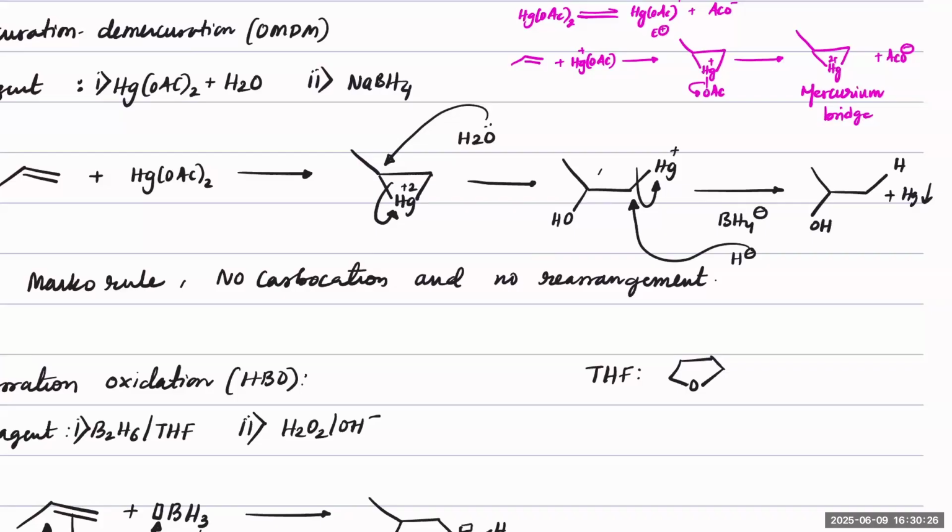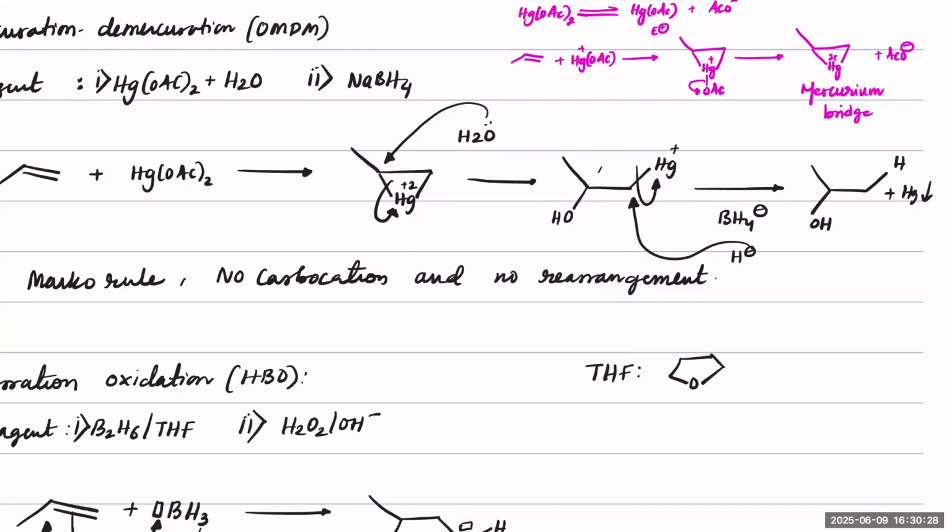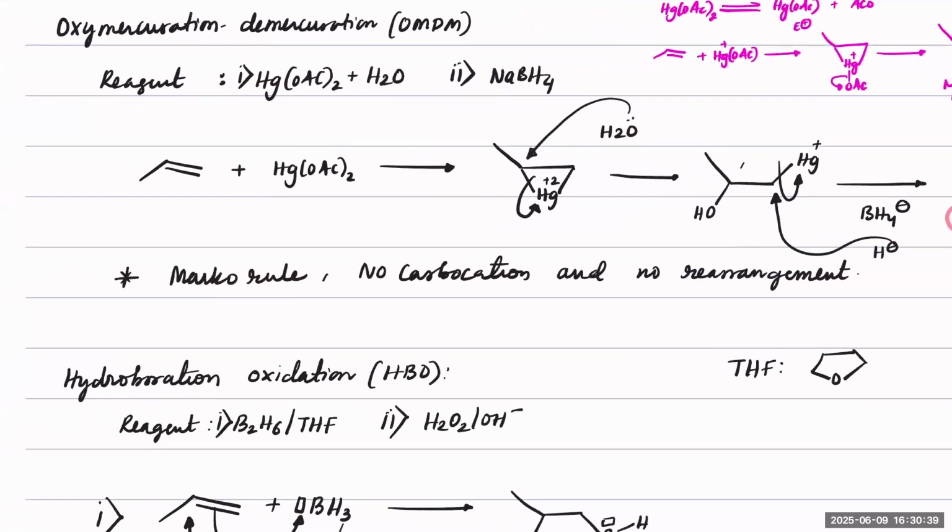Now, if you notice in the overall addition, hydrogen is added on the less substituted end, OH is added on the substituted side, which means it is still following Markovnikov's rule. Therefore, I could say that Markovnikov's rule is followed here. There is no carbocation and there is no rearrangement observed here. Am I clear, beta? Yes, sir.